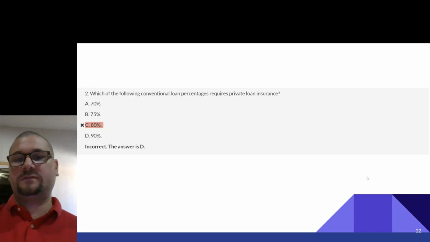Which of the following conventional loan percentages requires private loan insurance? Delta, 90%.